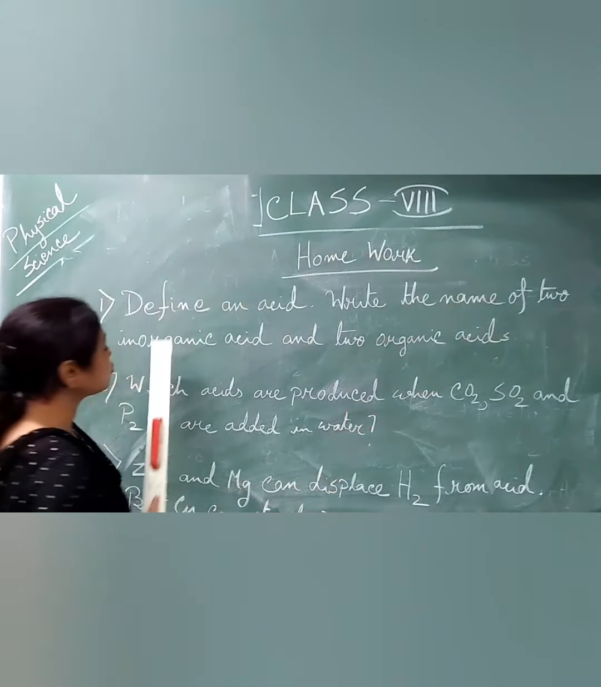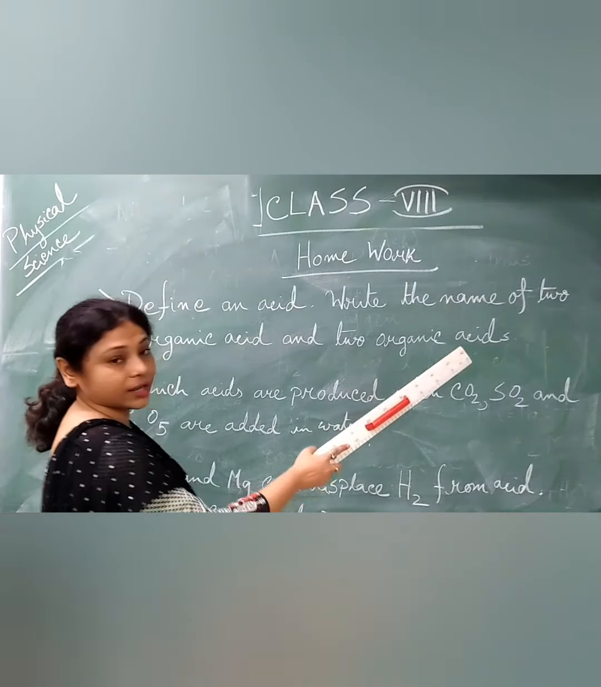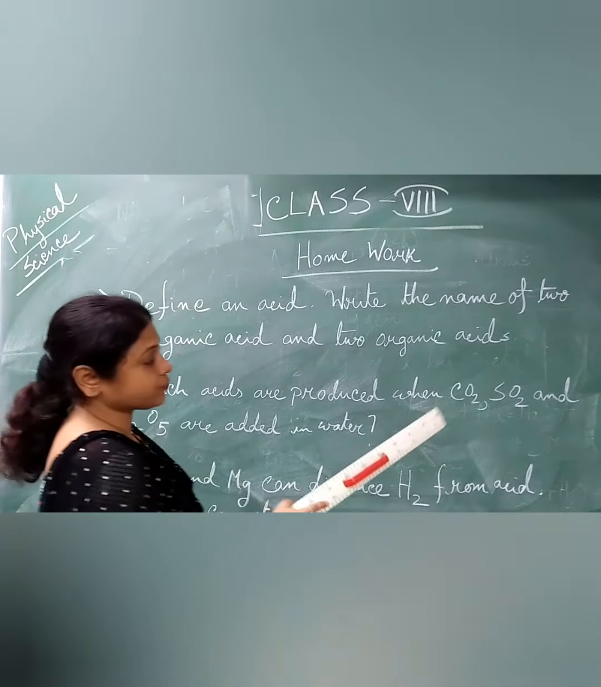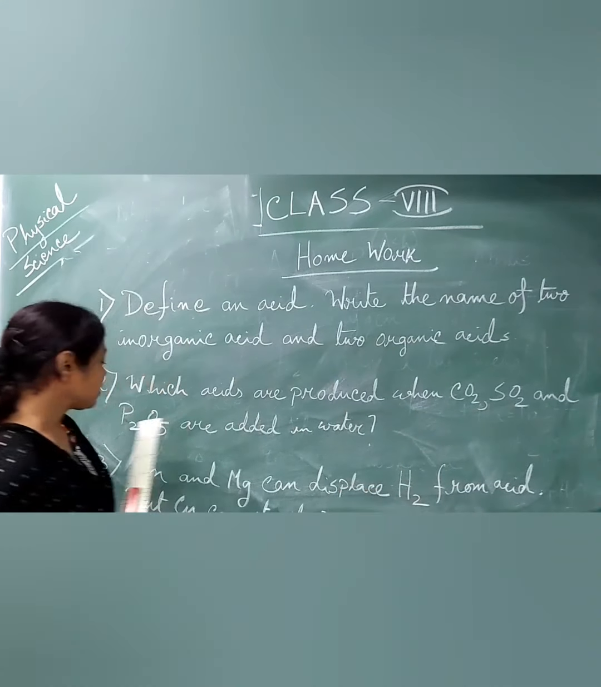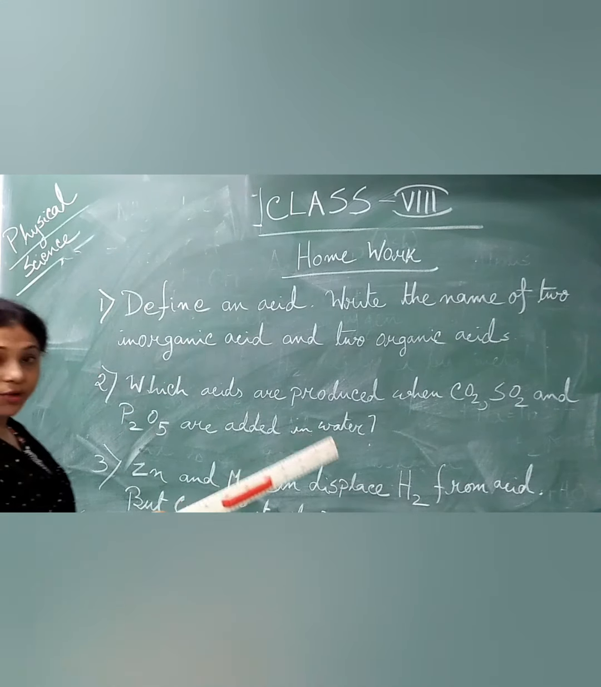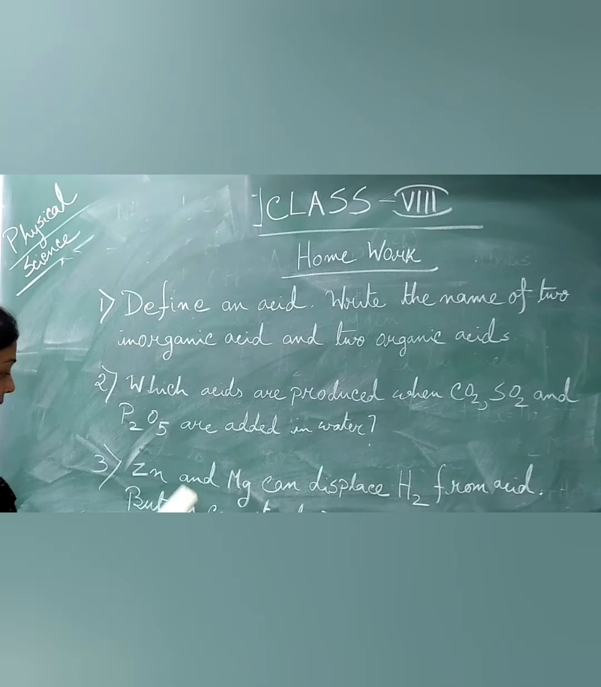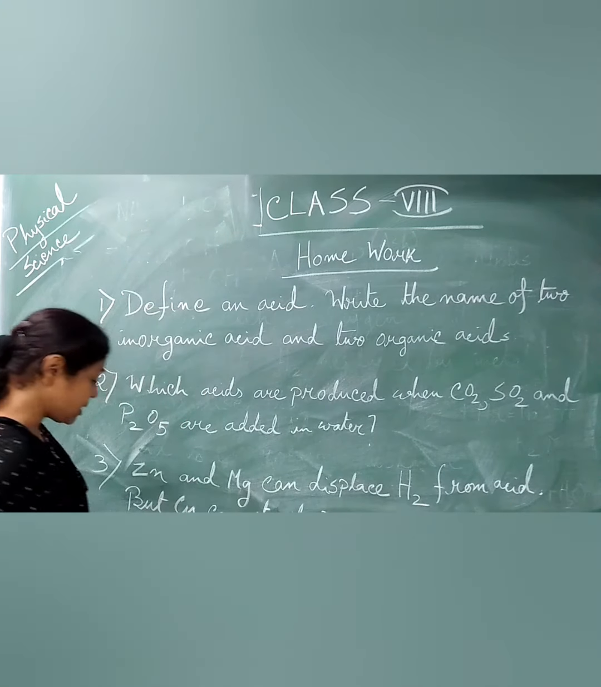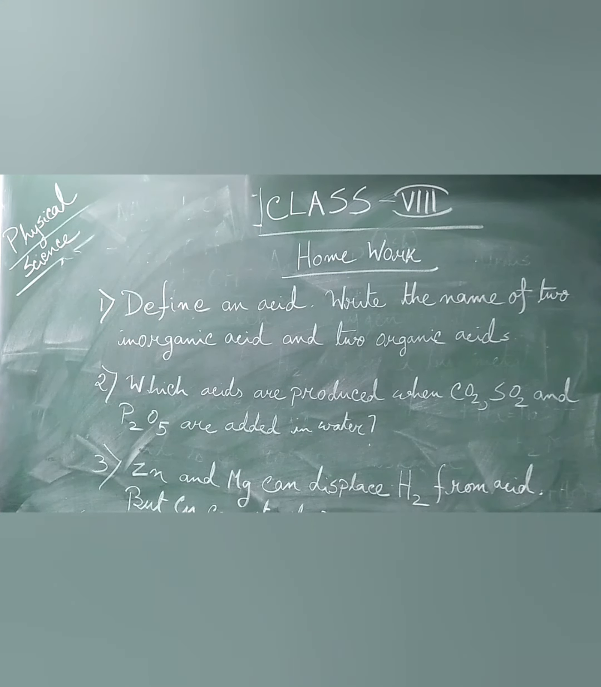Write the names of two inorganic acids and two organic acids. Number 2. Which acids are produced when CO2, SO2 and P2O5 are added in water? Number 3. Zinc and magnesium can displace hydrogen from acid, but copper cannot. Why?